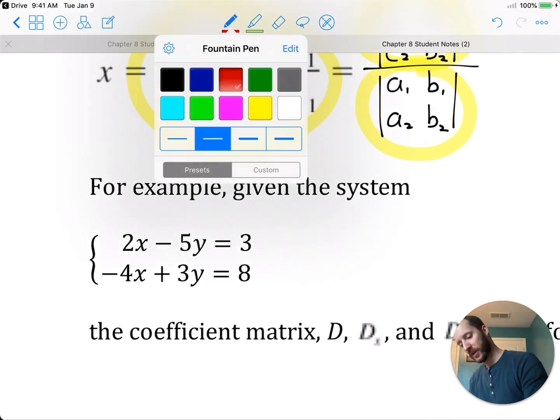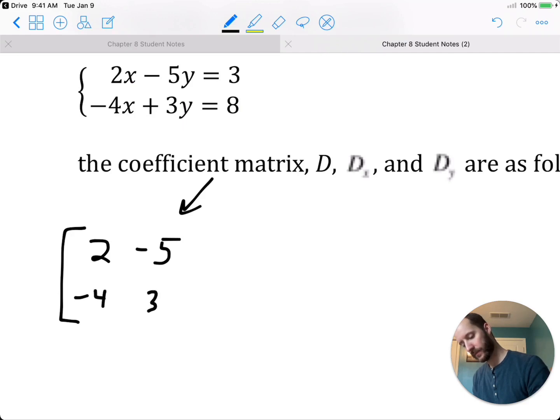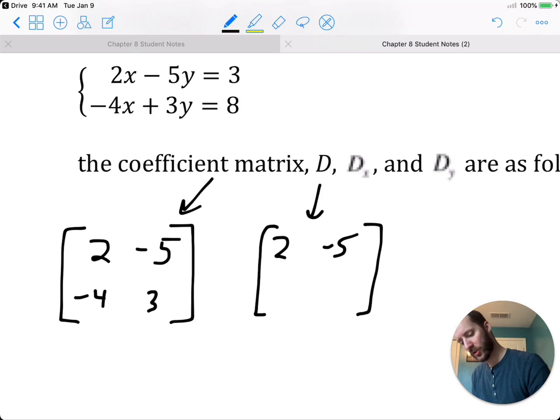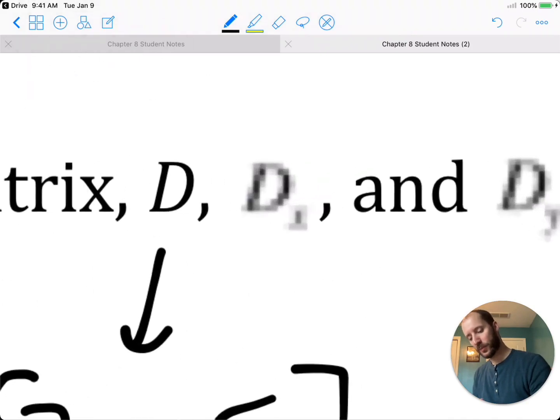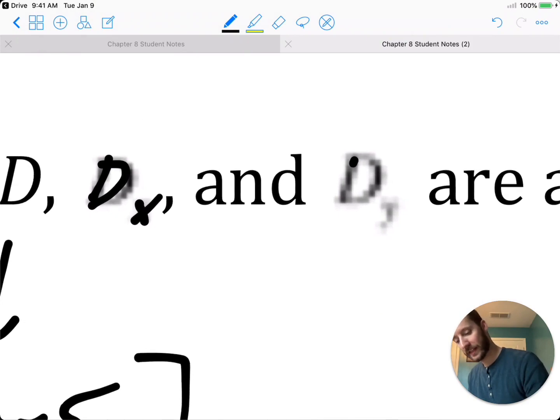So the coefficient matrix, you should remember that from section 1. It's just the coefficients from the x's and y's. Now to create D, it is the same as the coefficient matrix. I don't know why there's another name, but there is, so we'll go with it. This is D sub x. You guessed it, this is D sub y.